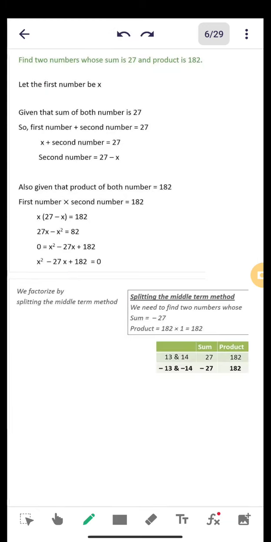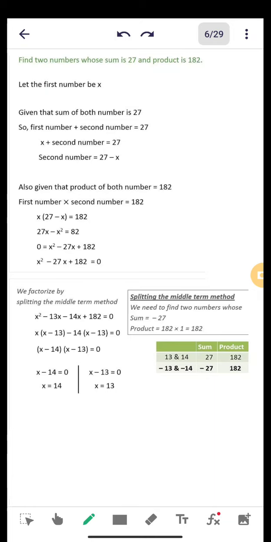It can be 13 and 14. 13 into 14 is 182, and 13 plus 14 is 27. So I take minus 13 minus 14. I follow the same procedure we did previously and get our factors. So the two values of x are 14 and 13 by factorizing. Okay, so I can consider both the values.